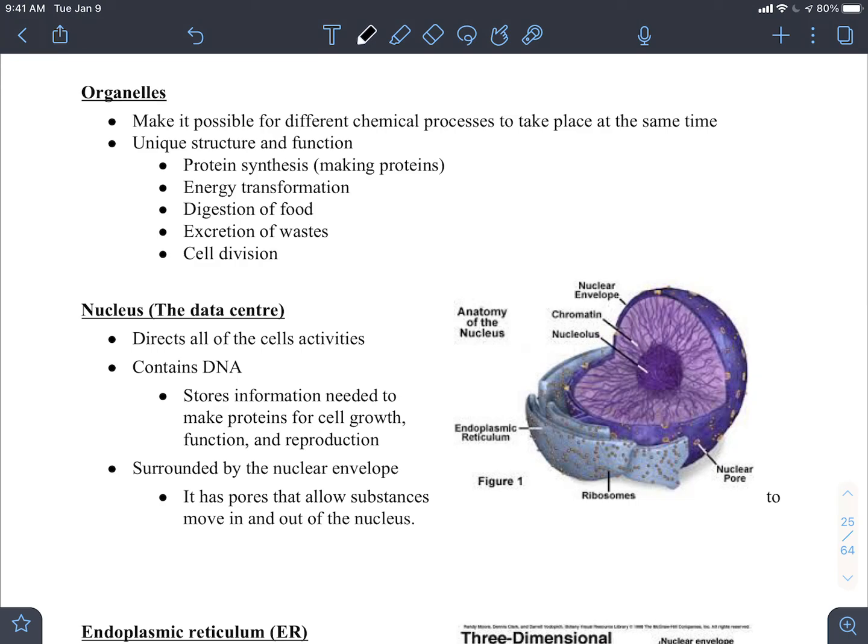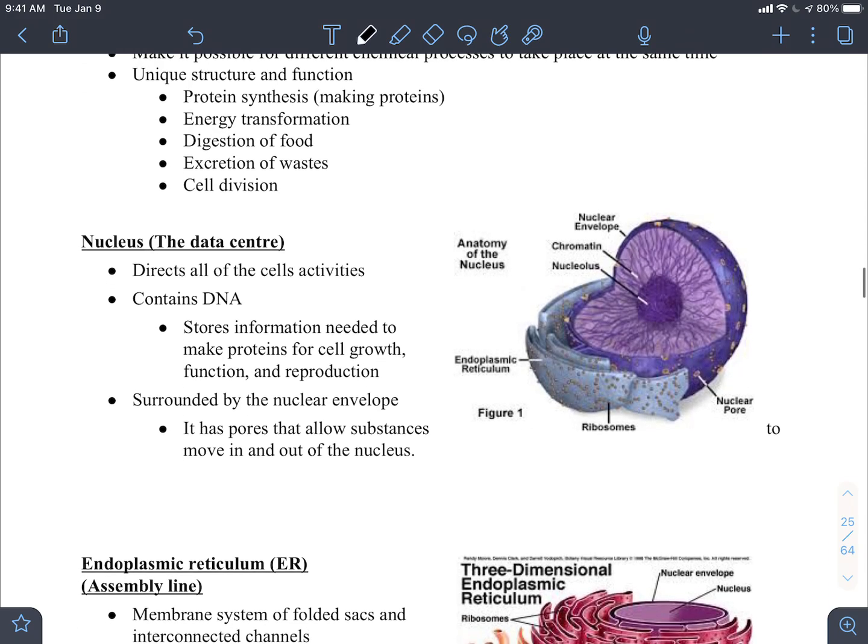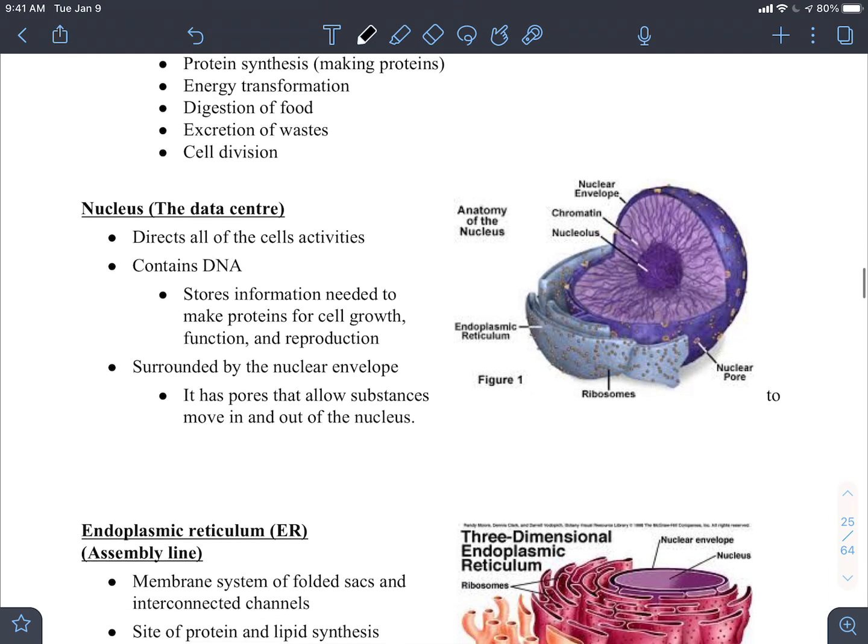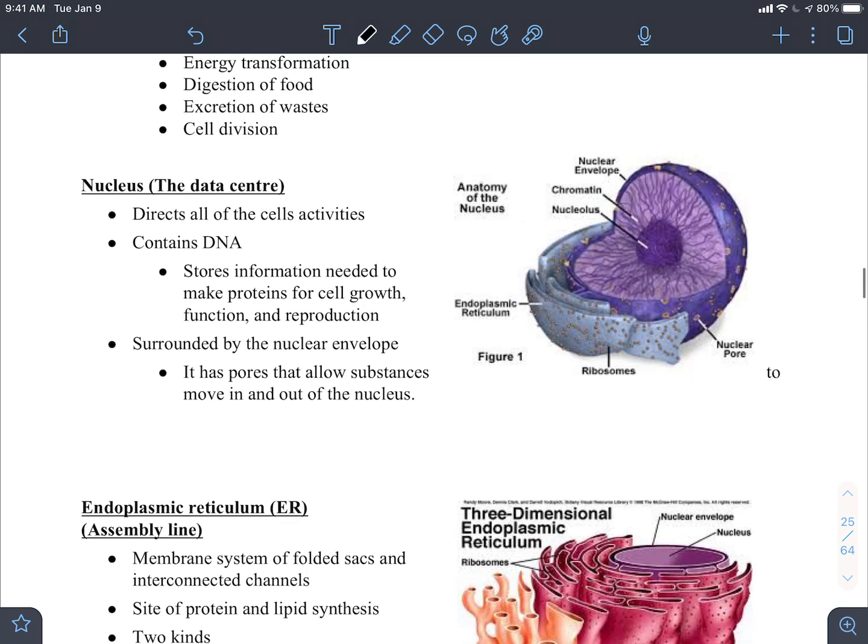All of these have to happen. It's like a little tiny person, right? Just like the human body has different organs for different functions, so does the cell have different organelles for different functions. So first we have the nucleus. This is our sort of data center. That's going to direct all the cell's activities.